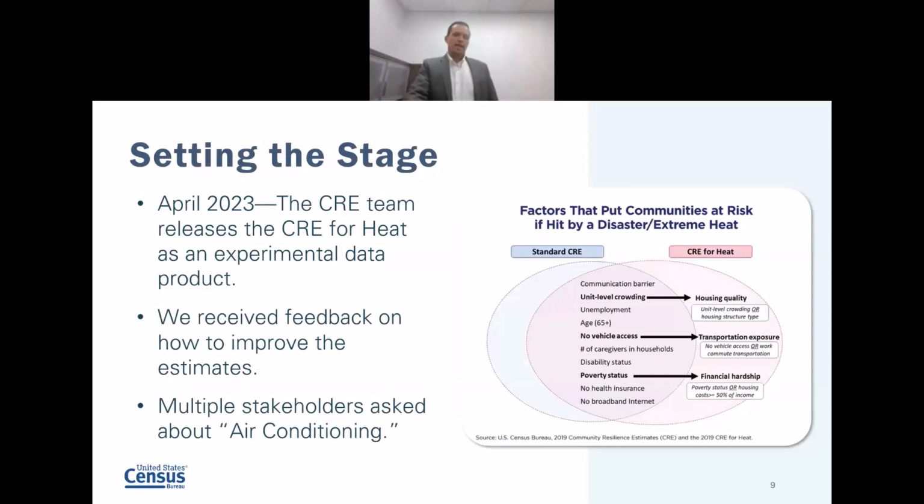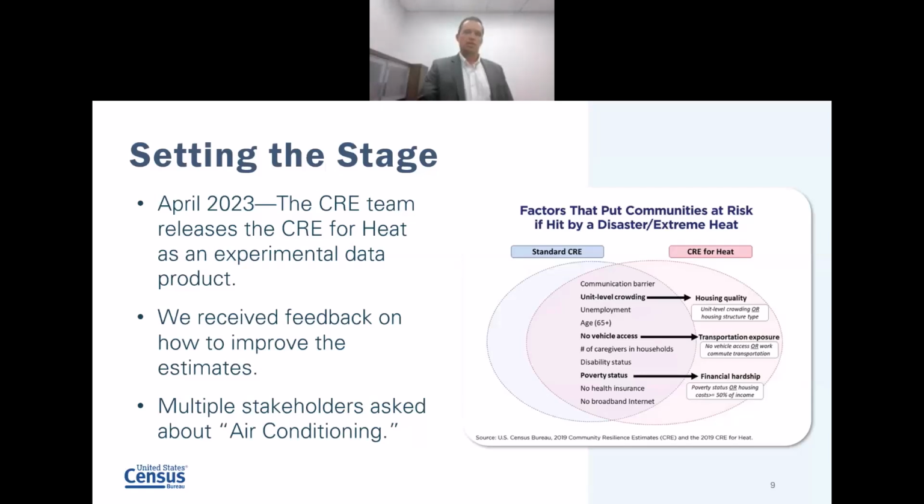The way we did that was we made adjustments to our components of social vulnerability in the American Community Survey data. One of the components we look at is unit level crowding, and we adjusted that to be a housing quality metric instead. So instead of just unit level crowding, we looked at unit level crowding, or is the housing structure type a mobile home, because there is literature behind the idea of mobile homes being more socially vulnerable to extreme heat. We also adjusted our no vehicle access flag that I discussed earlier to be a transportation exposure flag.